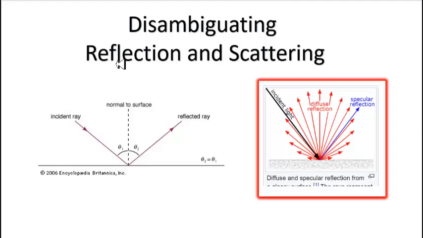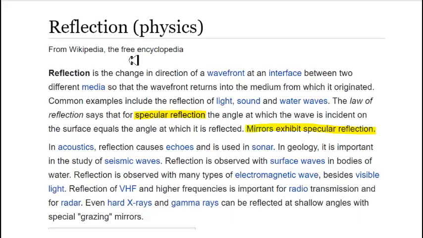So in the process of disambiguating the terms reflection and scattering, I think the best place to start is with the definitions themselves. The definition of reflection is: reflection is the change in direction of a wave front at the interface between two different media, so that the wave front returns into the medium from which it originated. Common examples include reflection of light, sound, and water waves. So all waves have a phenomenon called reflection.